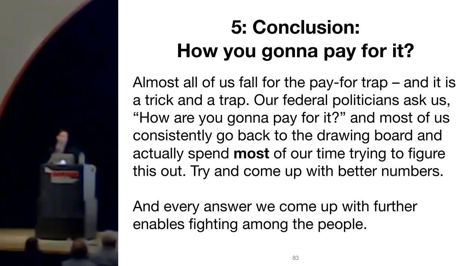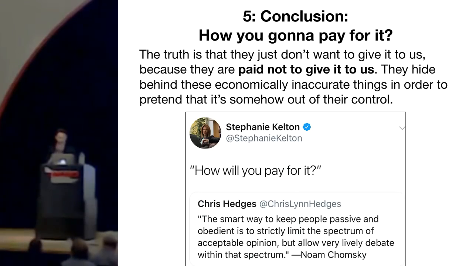And almost all of us fall for this pay-for trap, and it is a trap and a trick. Our federal politicians ask us, how are you going to pay for it? And most of us go back to the drawing table and try and figure it out. We spend most of our time trying to figure it out, coming up with better numbers. And every time we do this, it just makes the people fight more. The truth is, they just don't want to give it to us because they're paid to not give it to us. They hide behind these economically inaccurate things to pretend that it's somehow out of their control.